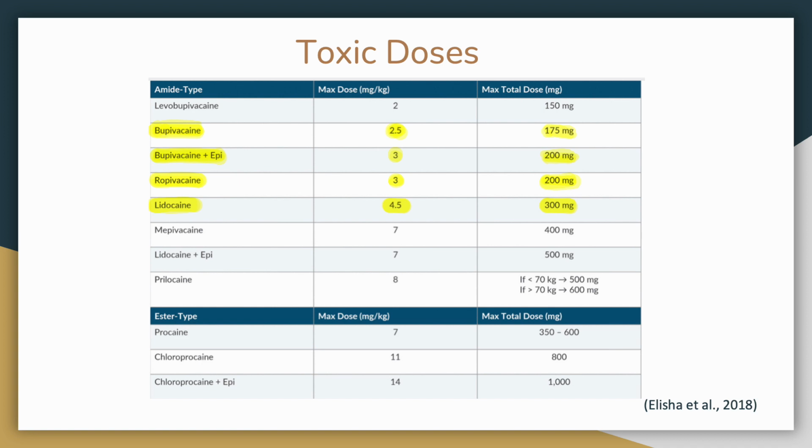Bupivacaine plus epinephrine is 3 milligrams per kilogram with a max dose of 200 milligrams. Ropivacaine has a max dose of 3 milligrams per kilogram and a total max dose of 200 milligrams. Lidocaine is 4.5 milligrams per kilogram with a max total dose of 300 milligrams.